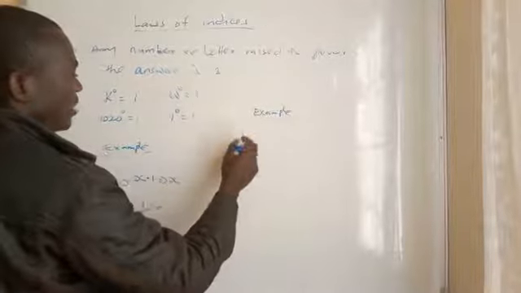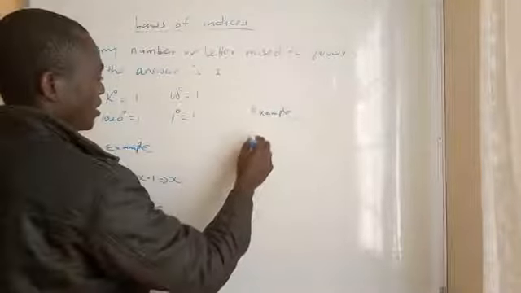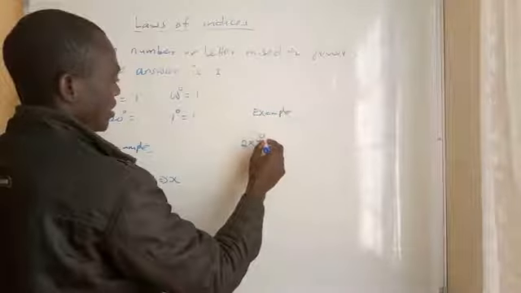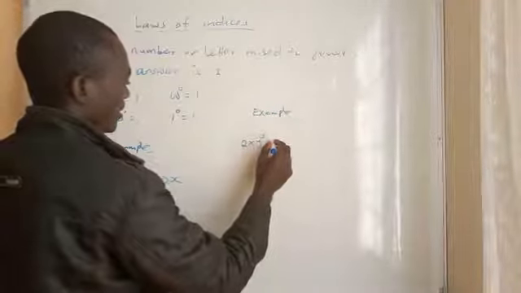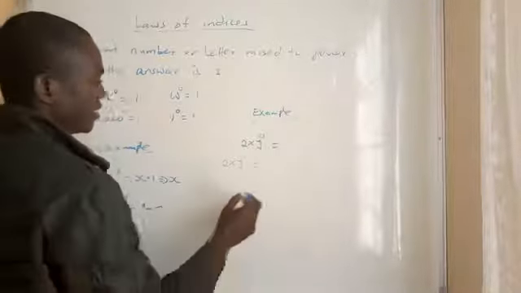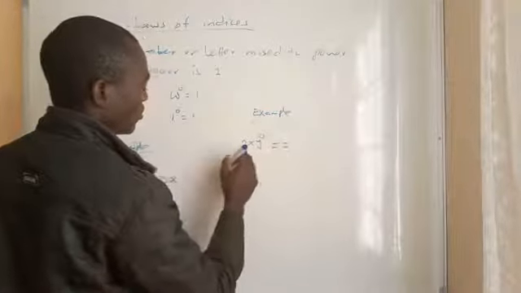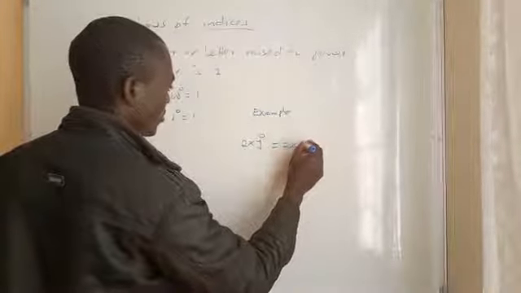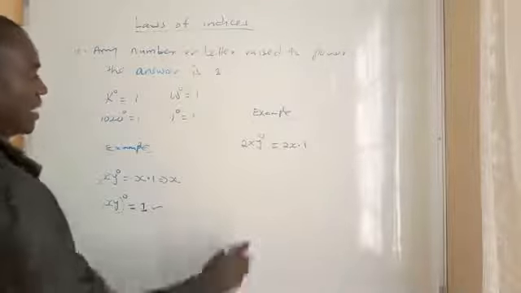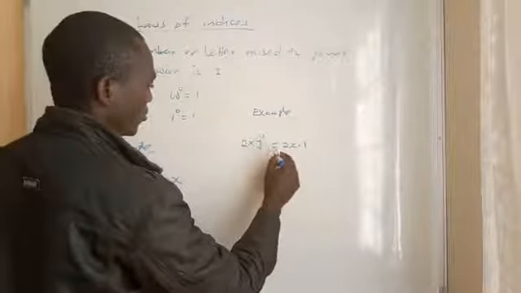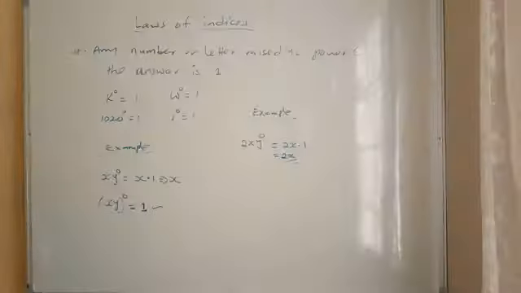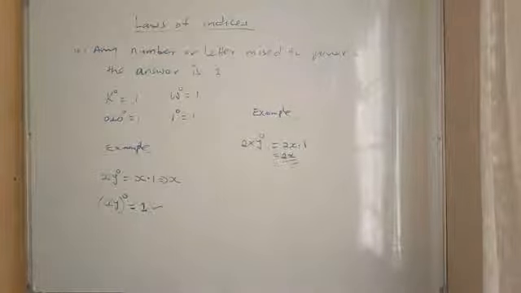Another example. If I have 2xy power 0, what will be the answer? The solution to this will be: 2 is not raised to power 0, neither is x. What is raised to power 0 is y. And any number raised to power 0 is 1. So 2x times 1, the answer is 2x. That is a law of indices.